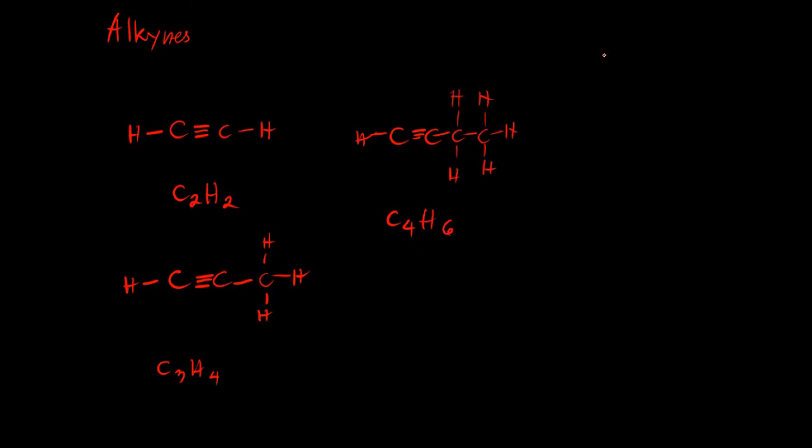The pattern is C, your n here, you multiply by 2, but subtract 2. So 2 times 2, it's 4 minus 2, 2. 3 times 2, 6 minus 2, it's 4. 4 times 2, 8 minus 2, it's 6. How about C8? H, this is your n. So 8 times 2, 16 minus 2, it's 14.